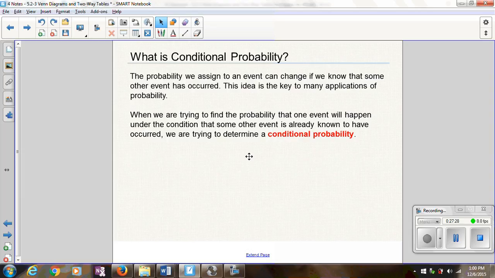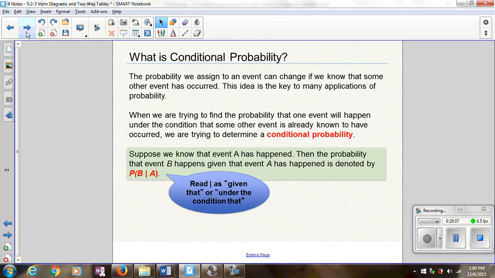So when we're trying to find the probability that one event will happen under the condition that some other event is already known to have occurred, then we're trying to find a conditional probability. For some events, the probability will change, and for other events, it won't. For example, if I toss a coin 6 times and it lands on heads every time, the probability of landing on heads again is still 50%. But if I'm drawing cards from a deck and I've drawn 4 jacks out of the deck, the likelihood of me drawing another jack changes because I know there aren't any more jacks in the deck. So it also relates to our understanding of independence, which is something we've talked a little bit about, but we haven't gotten into much detail.